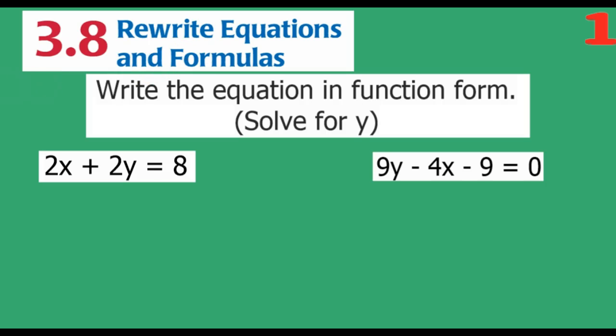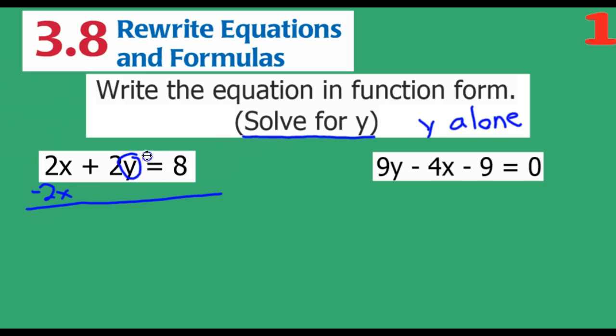So what we're going to do first is we need to write the equation in function form. Now what function form is, we're going to solve for y. So we're going to get y alone. So what we're going to do is we're looking to get this y alone. So we need to move everything else over to the other side. So if I have a positive 2x, I'm going to subtract 2x to move it over to the other side. So those will cancel out.